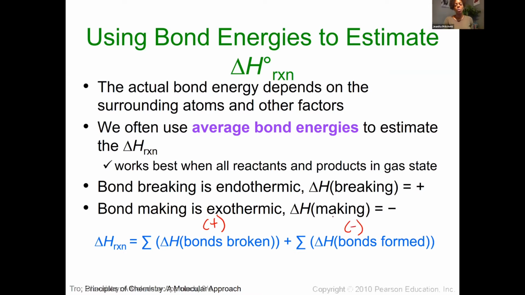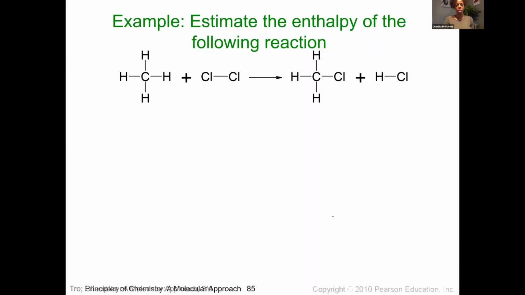Okay, so keep that equation in mind. All right, so if we look at this example here, where we have CH4 reacting with Cl2 to produce CH3Cl plus HCl, we can see where the bond breaking and making occurred. So this is really useful to be able to draw your Lewis structures.